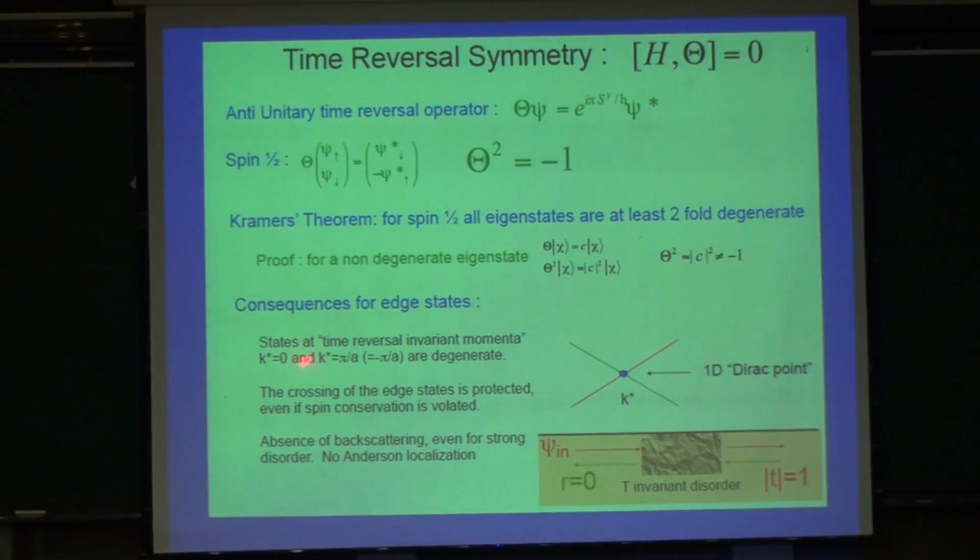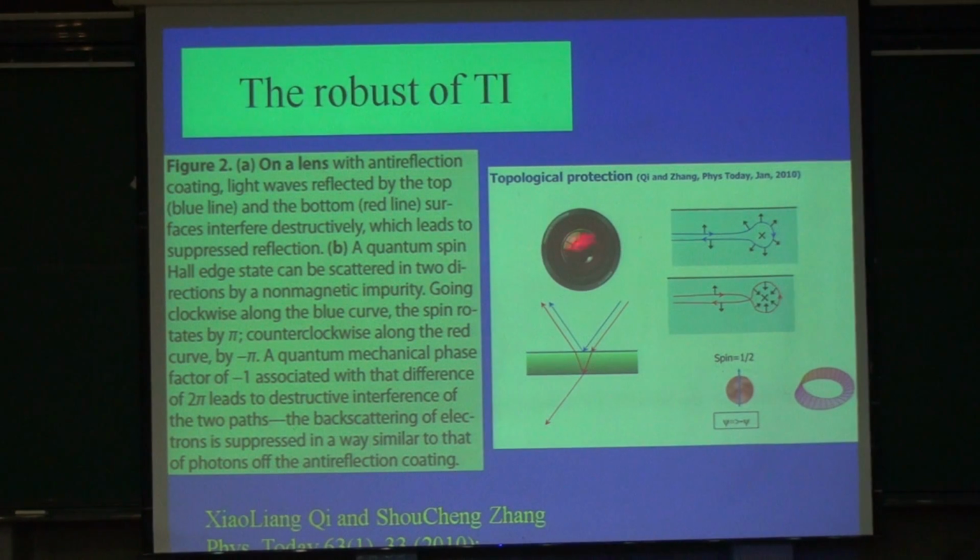So actually the consequence is that the states at the time reversal invariant momentum k equal to pi over a, on the edge, are degenerate. So that is one of the main reasons they are so robust against any defect on the edge state, because it's impossible to have Anderson localization. And this is an easy way to explain.